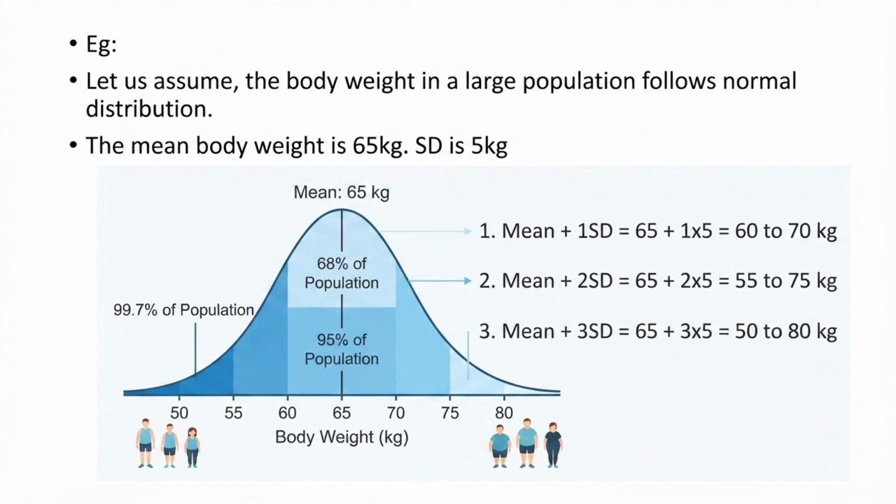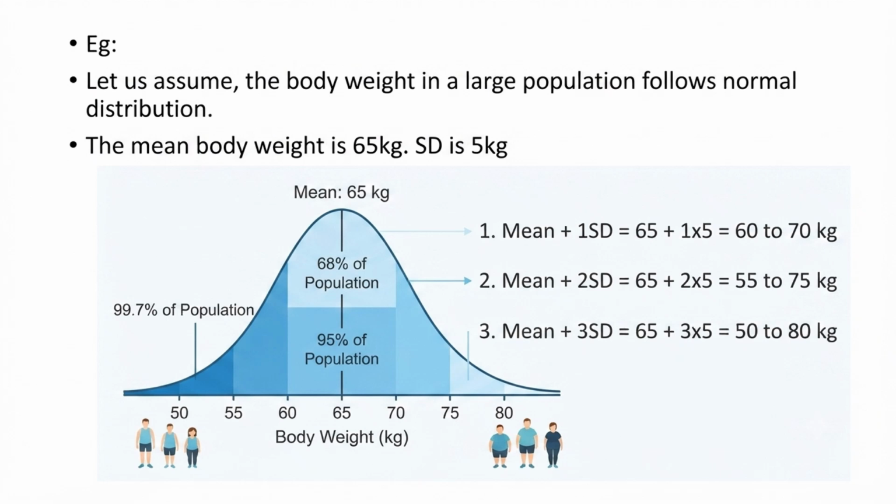So one standard deviation means how much area? 68% of the population. So in the given larger population, 68% of the population's body weight will be from 60 kgs to 70 kgs. So like that we can tell. And next we will calculate for two standard deviation.